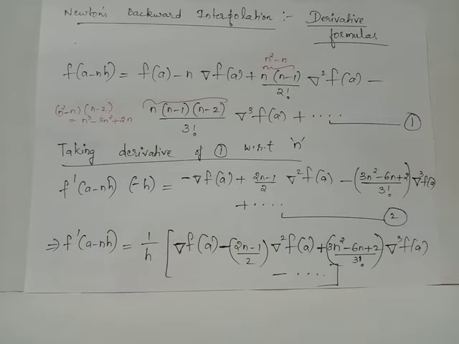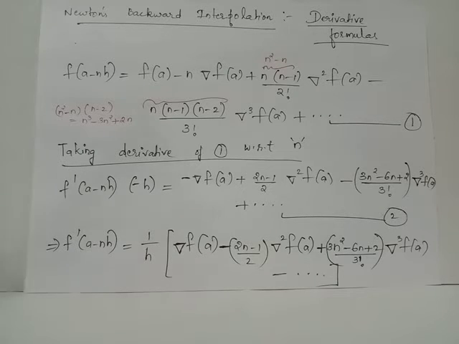When you take the derivative on both sides of equation 1 with respect to variable n, we will get on the LHS f'(a − nh) multiplied by −h, which is the coefficient of n appearing inside the function f, and the RHS becoming −∇f(a) + [2n − 1]/2 ∇²f(a) − [3n² − 6n + 2]/3! ∇³f(a) + etc.